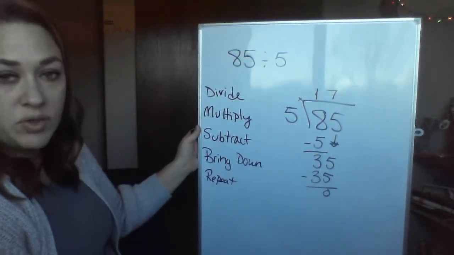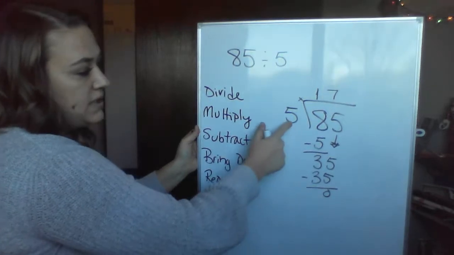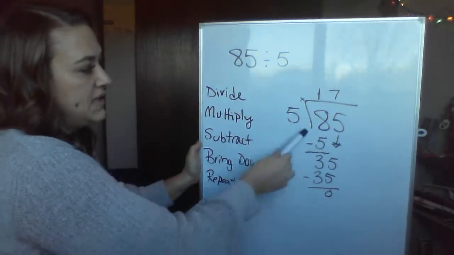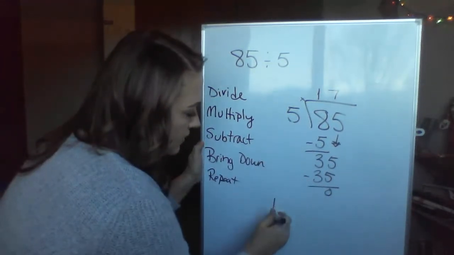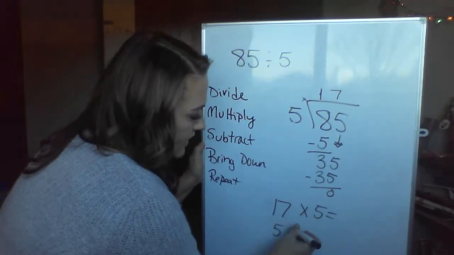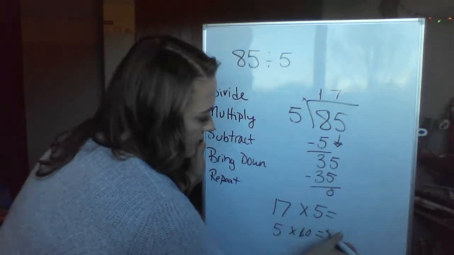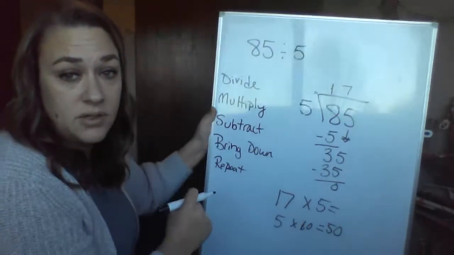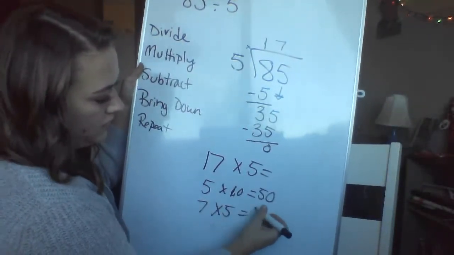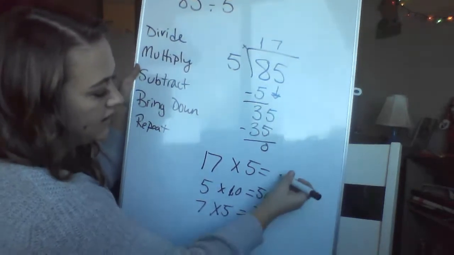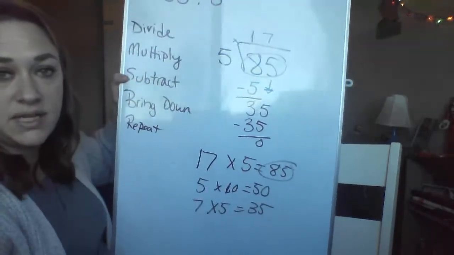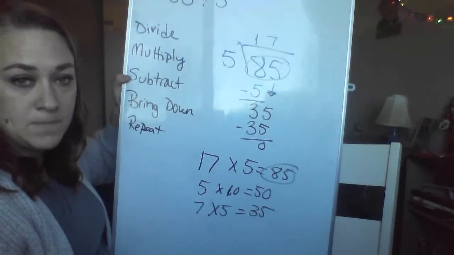Subtract. Nothing else to bring down. My remainder is less than my divisor, so I'm okay. Okay. Let's double check it with multiplication. So I'm going to take 17 times 5. Well, I got 5 times 10 is equal to 50. You guys still see that? Ooh, almost out of screenshot. 7 times 5, 35. When I add those two together, I get 85. Those need to match, or else I didn't do my division correctly. Okay.